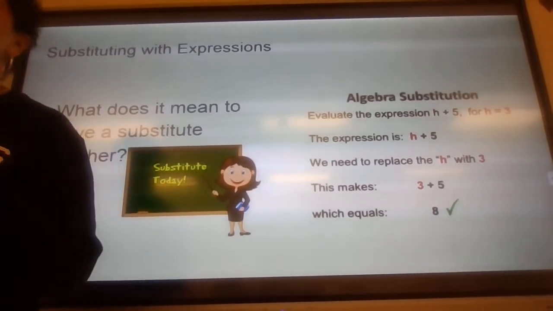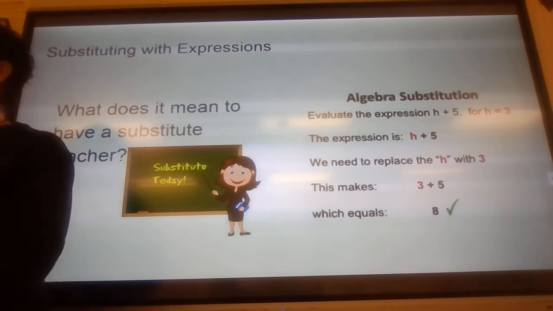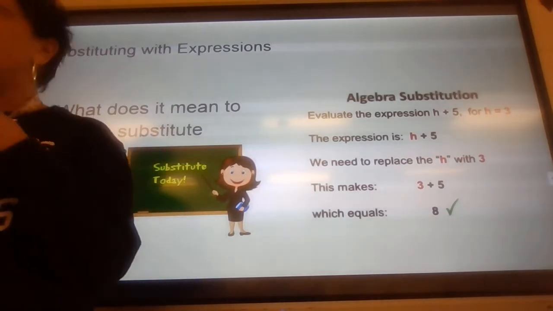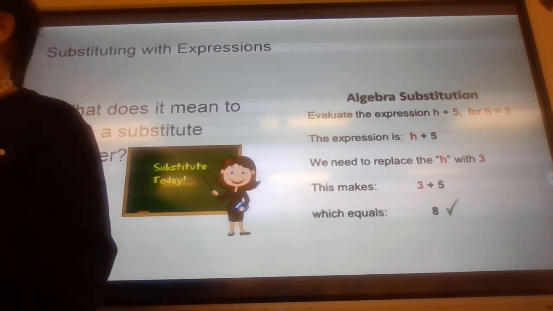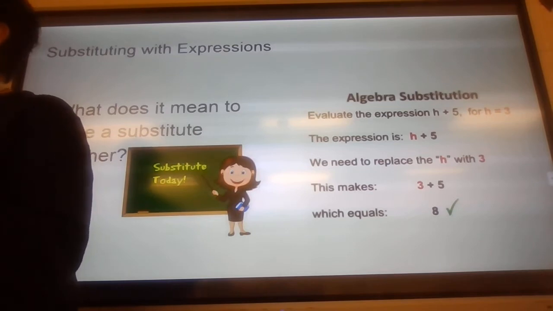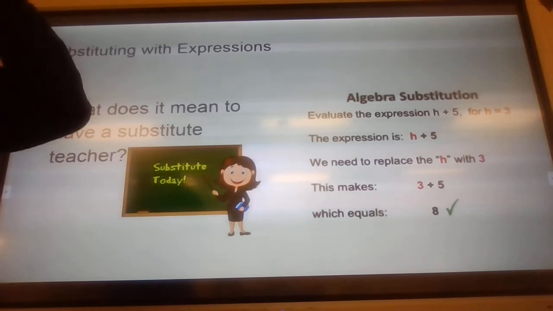Yesterday I told you that an expression cannot be solved. It has to be simplified or evaluated with substitution. An equation can be solved because it has an equal sign. But an expression cannot be solved. And the only way to do anything with an expression is if you plug it in. And you've got to have values to plug in. Okay? And so that's what we're going to be doing today. We're going to be looking at putting values in for those variables.